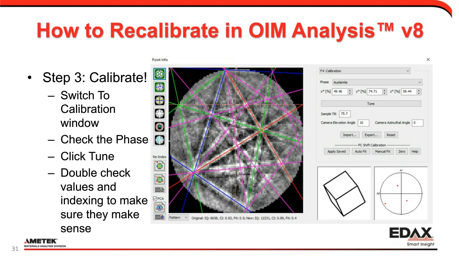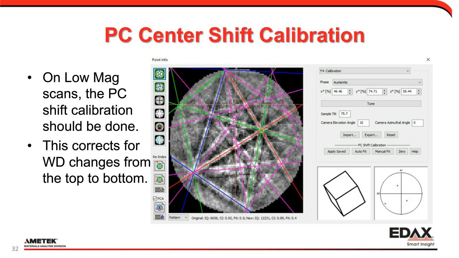So now you've essentially loaded up the patterns at this point. We fiddled around with our backgrounds quite a bit, and now we've moved on to recalibrating. The other thing to keep in mind is what we call the PC center shift calibration. It's important to do mainly on low mag scans because the pattern center shift will be much larger. It corrects for the working distance changes from the top to the bottom of the sample. If you're doing high mag, you don't really have to do this. If you don't do this, it can add systematic error to your data sets.